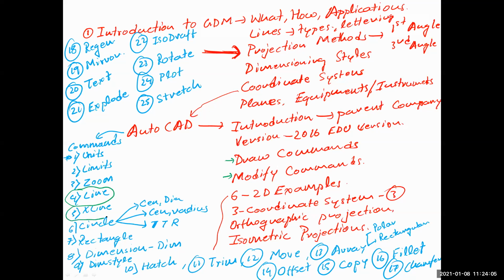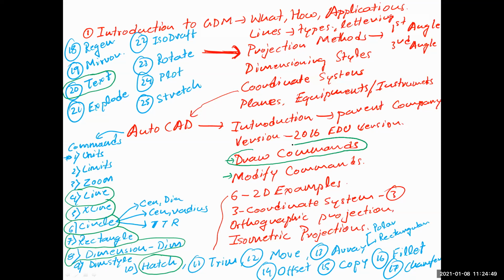X line is a draw command, circle is a draw command, rectangle is a draw command, dimension style, dimension we can keep in the draw command category. Then hatch is your draw command. Anything else? This text that you have written here, this is your draw command. Now, the green color that I have circled comes under the category of draw commands.